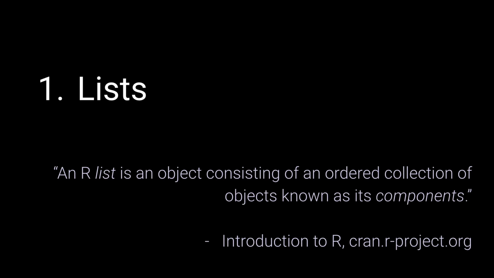Another way to put this is an R list is an object consisting of an ordered collection of objects known as its components. So a list is an object, but within that object you can have a bunch of other objects. It just is a way of collecting them all together in one structure. Okay, so let's go make a list.